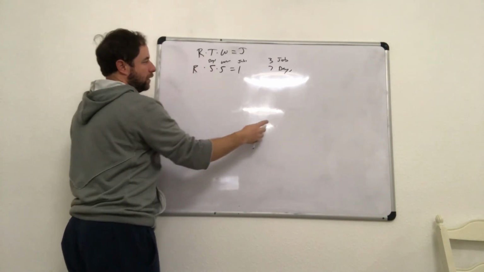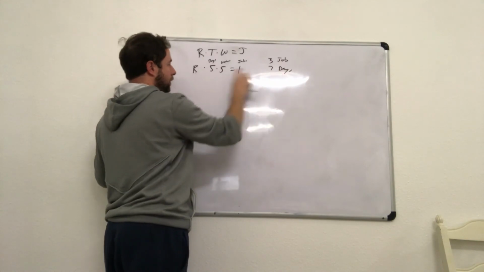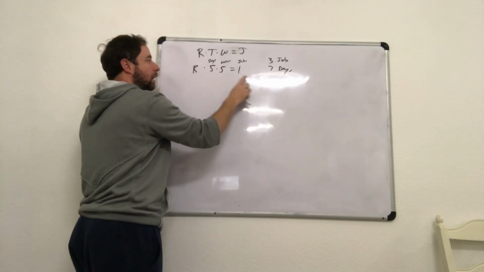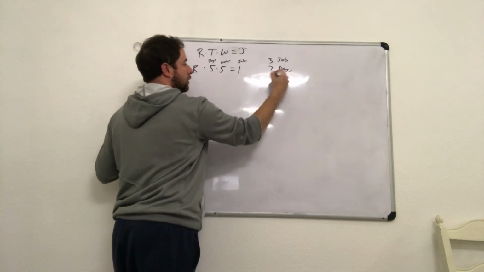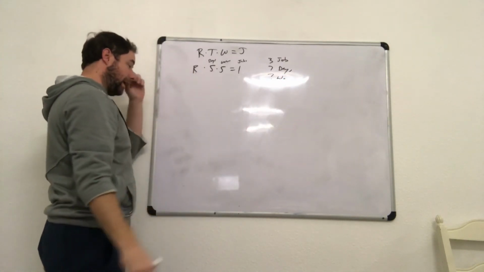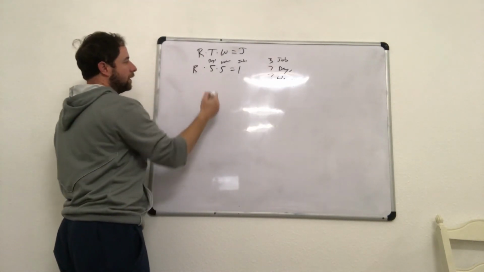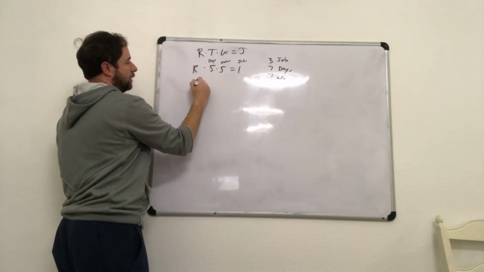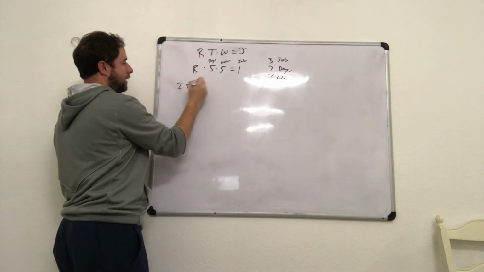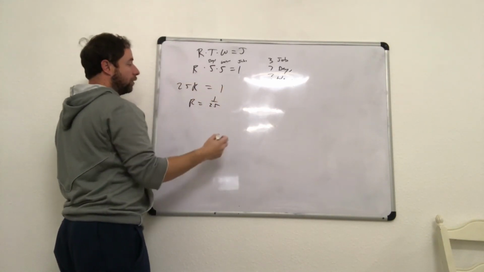Then in the second scenario, they tell you if you have 3 jobs in 7 days to do, based on this rate, how many workers is it going to take to get that many jobs done in that amount of time? So let's solve for our rate. It'd be 25R equals 1. Our rate is 1 over 25.